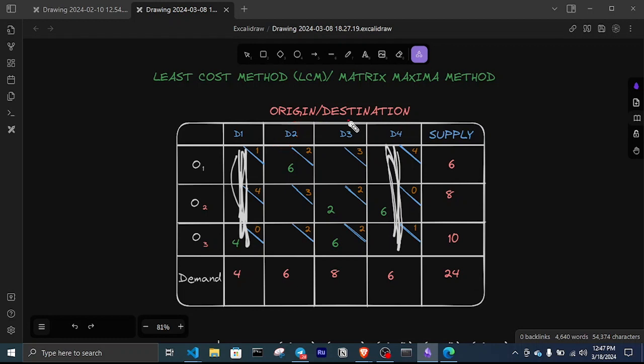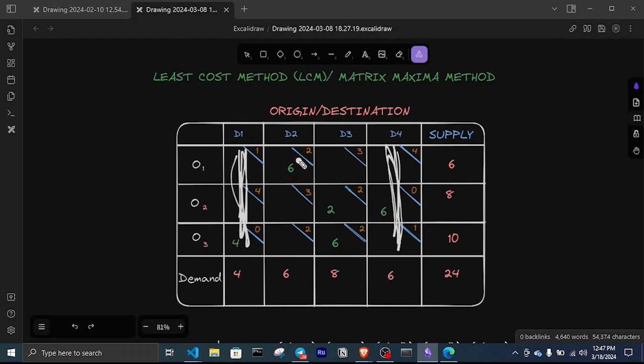Now again, we repeat the procedure. We are going to select the cell with the lowest unit cost. In D2 and D3, the cells with the lowest unit cost are 2, 2, 2, and 2. We are going to start with the first 2, which is in the column D2. So how can we allocate a value to this D2 column? The supply side has a value 6, and the demand side also has the value 6. So between 6 and 6, we can allocate the value 6 to the 2 cell, which is at the D2 column.